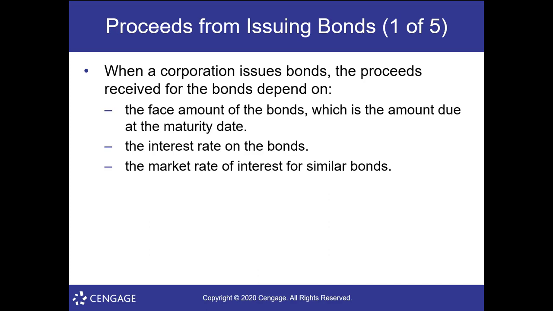So to solve bond problems, we need some basic information. We need the face amount of the bond, which is the amount that is going to be due at the maturity date. When is the bond maturing? Is it in 5 years, 10 years, 15 years? We also need the face interest rate on the bond, and then the market rate, which is what the bond will sell at.